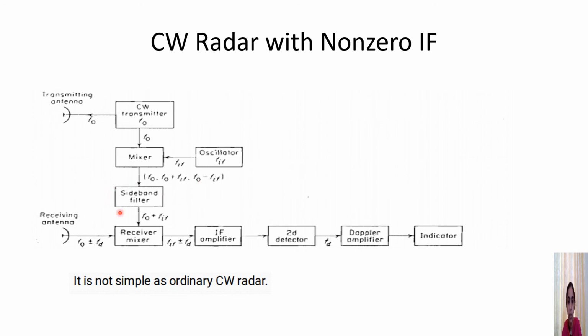In the sideband filter, it will choose only one of the sidebands, with the consideration of whether the target is moving far away or coming closer to the receiver of the radar. So depending upon that, the sideband filter will choose the value for the intermediate frequency which is required, and it will be further amplified by the IF amplifier. Then all the other remaining steps are similar to those of the CW radar with zero IF. That is, it will be detected, and the Doppler amplifier will amplify it to the level where it can be indicated by an indicating device.